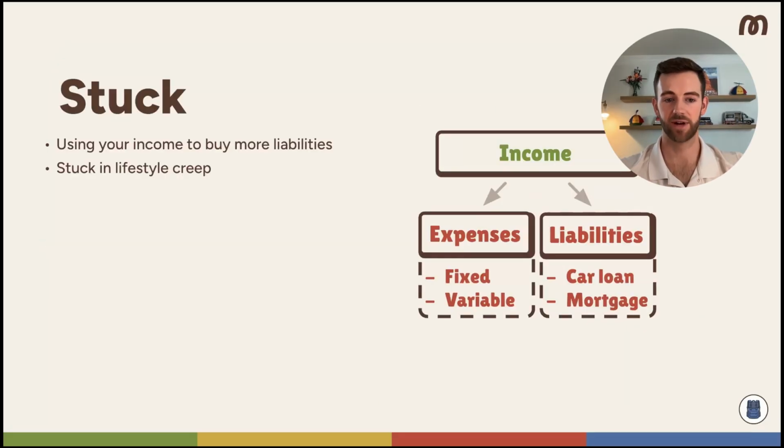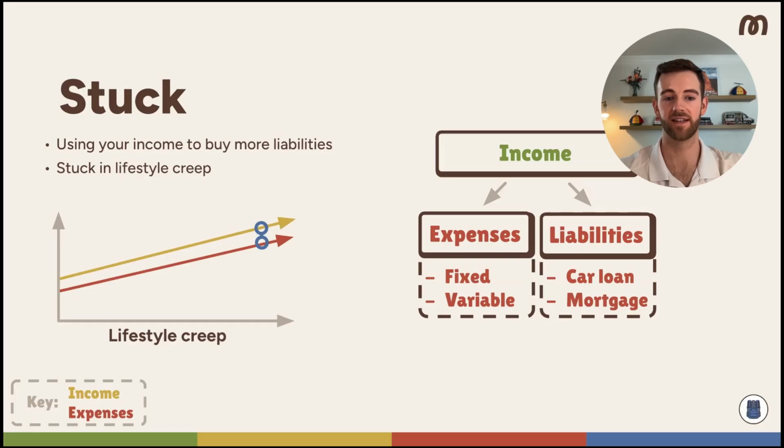And here's the big trap. It's when you use your income to then buy more liabilities. So you use your higher income and you get a car loan or you get a mortgage, but now you're on the hook for that payment for the next 5 or 30 years. This is how most people get stuck. You use your income to buy more liabilities. This is what gets you stuck in lifestyle creep. As your income goes up, so do your expenses. And getting into bigger debt payments is what locks you into lifestyle creep.